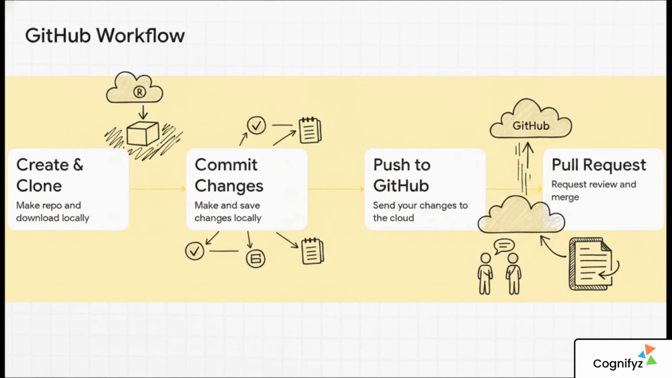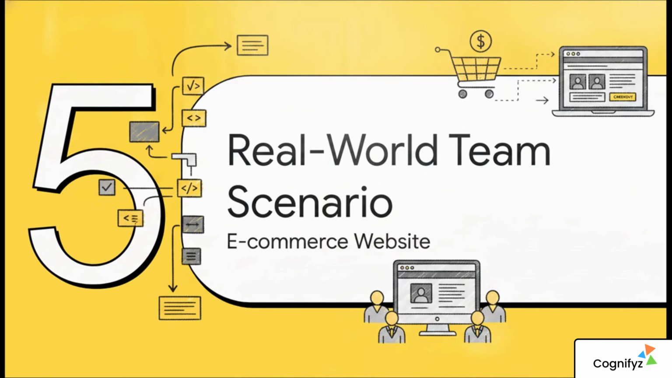Finally, instead of just forcing your code into the main project, you open what's called a pull request. Think of this as a peer review for your code. Your team can look at it, discuss the changes collaboratively, and once everyone gives it the thumbs up, it gets merged into the main project online. Let's see this in action in Section 5, a real-world team scenario.